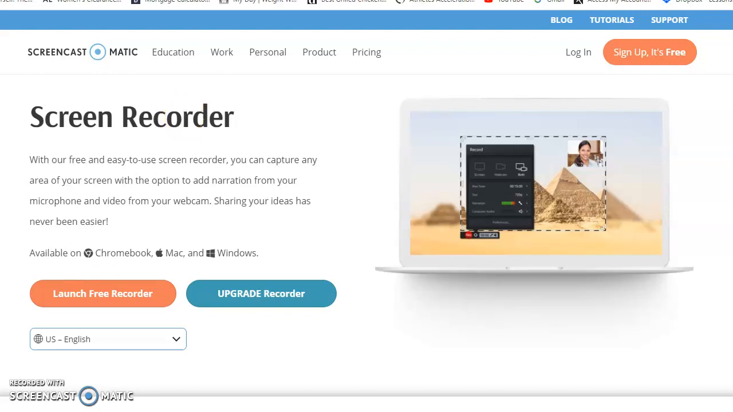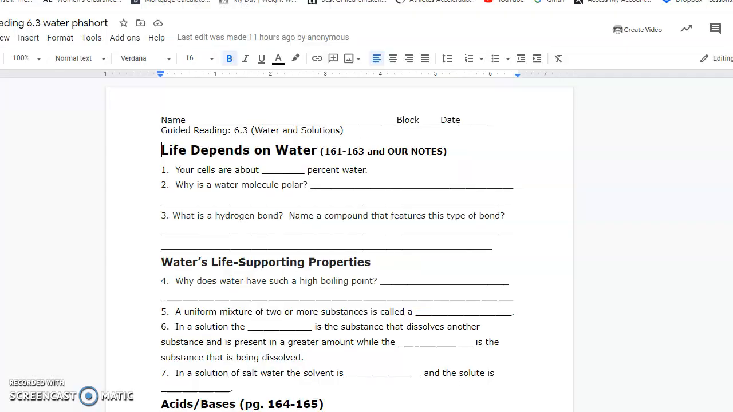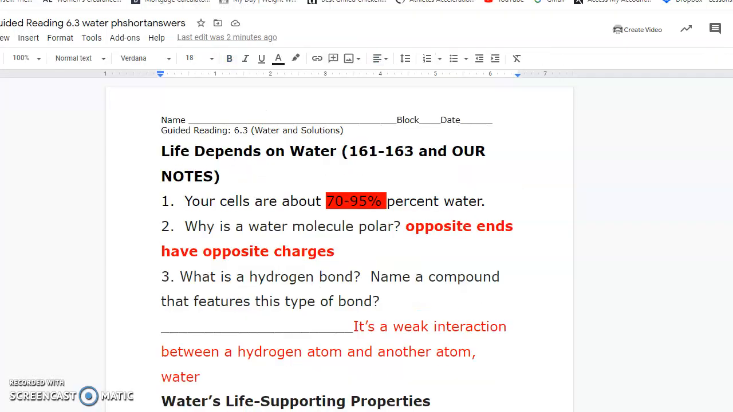Okay, folks, here are the answers to the guided reading. So let's go over this. All right. So number one, your cells are about 70 to 95% water. If you had anything within that range, you can give yourself a check mark for correct.